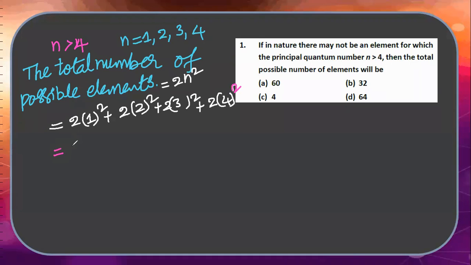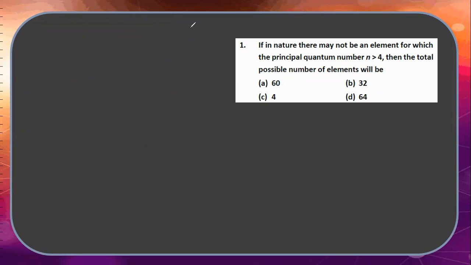Next. 2 plus 2 2s are 4, 4 into 2, 8. 3 3s are 9, 9 into 2, 18. 4 4s are 16, 16 2s are 32. Therefore, it will be equal to 60. First one. Next.